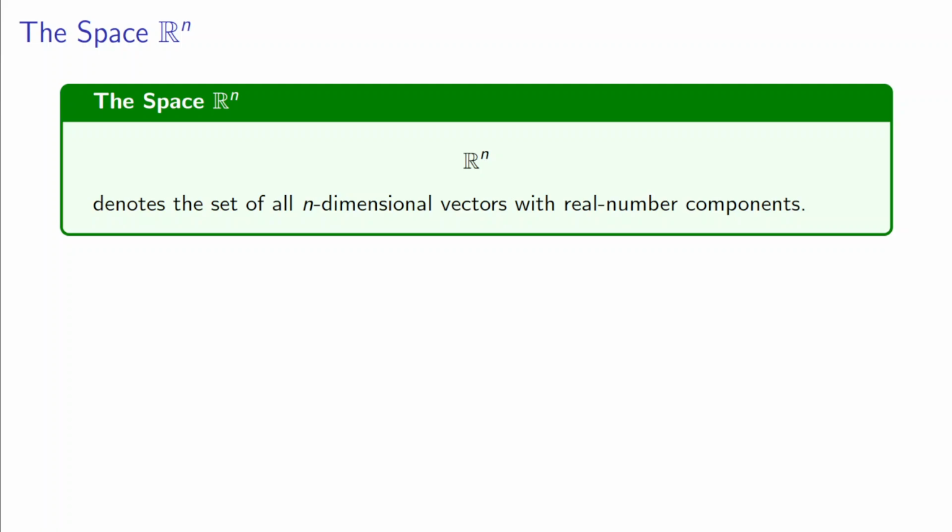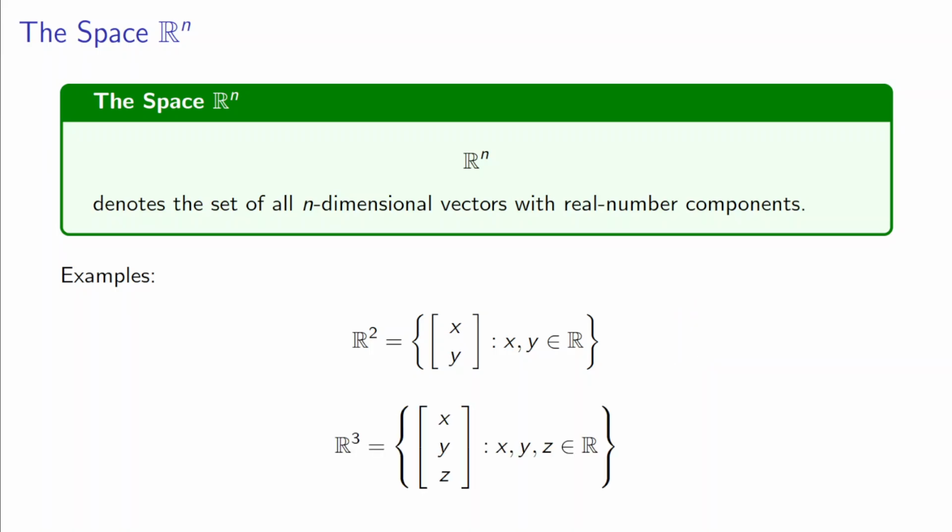We have the space Rn, which denotes the set of all n-dimensional vectors with real number components. So R2 is all two-dimensional vectors. We saw some examples earlier. We could have a two-dimensional vector 1, 5, for example. And then R3 is all three-dimensional vectors, so we could have a three-dimensional vector 3, 4, -7.